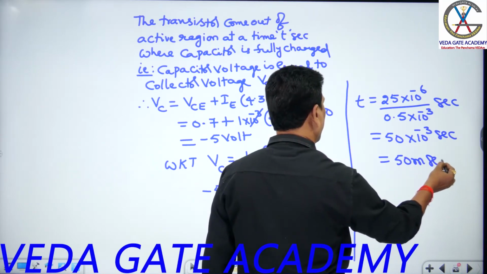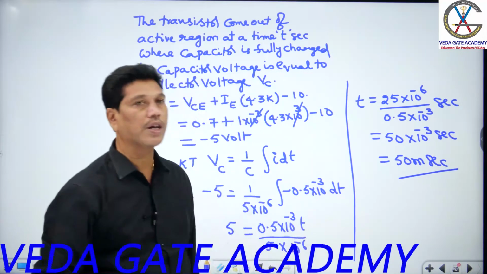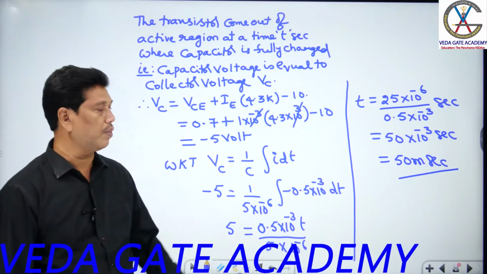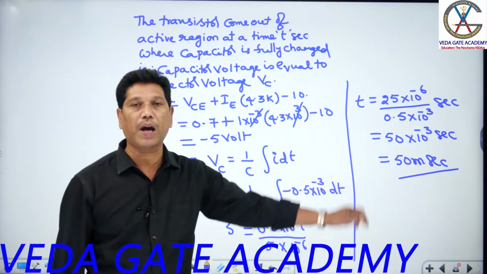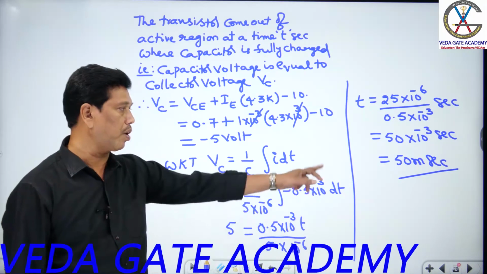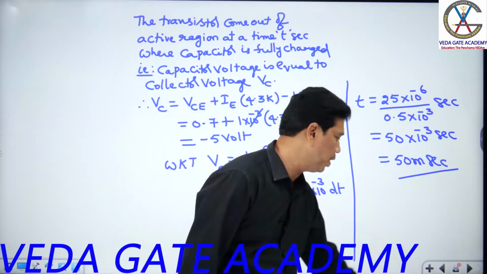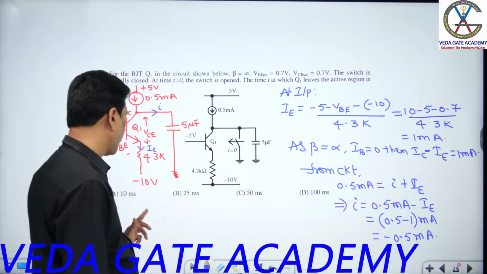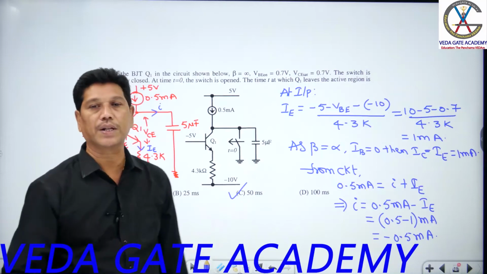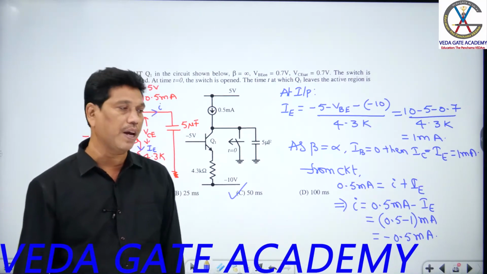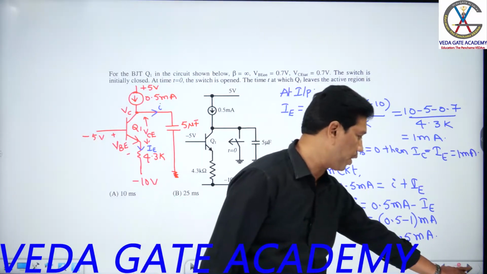This is the time at which the capacitor voltage equals the collector voltage, where the capacitor is fully charged, and that is the time at which the transistor comes out of the active region. Checking the options 10, 25, 50, 100, the answer is 50 milliseconds, students. Okay, check out the next question now.